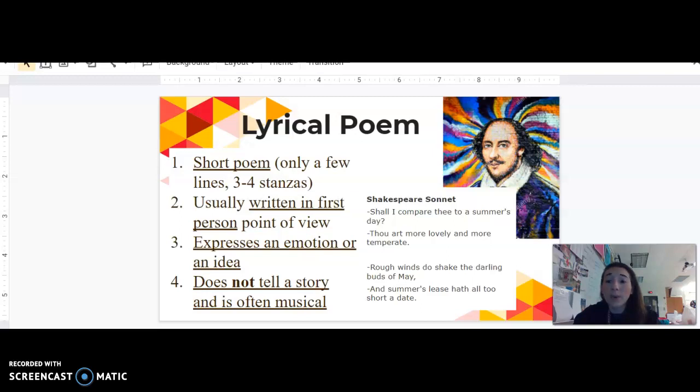Shakespeare wrote a large number of sonnets, and this is just one of his. This is just the beginning of it. Shall I compare thee to a summer's day? Thou art more lovely and more temperate. Rough winds do shake the darling buds of May, and summer's lease hath all too short a date. So Shakespeare in this poem, I would like you to tell me what his tone is as far as the concept of love.